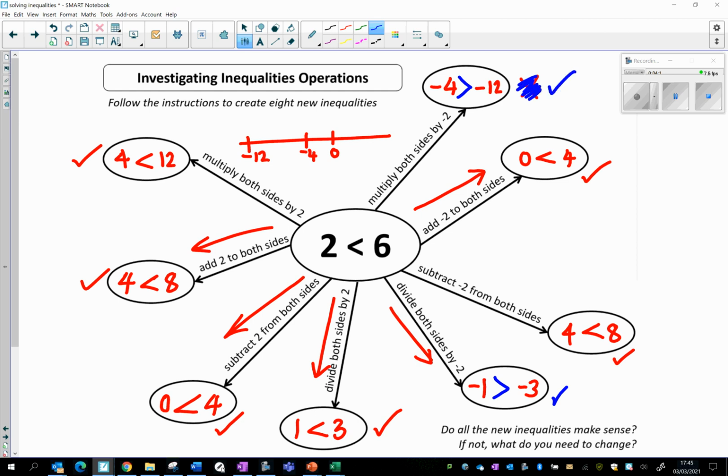So the rule is this: for an inequality, if you multiply or divide both sides by a negative number, the inequality sign has to change direction. So if it points to the right, you change it so it points to the left. Now, that is very important when it comes to solving inequalities. So what we're going to do now is look at solving a few inequalities.